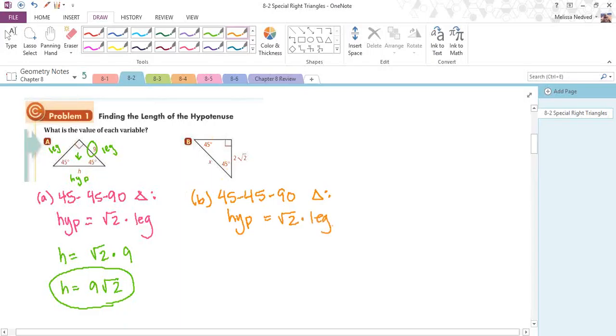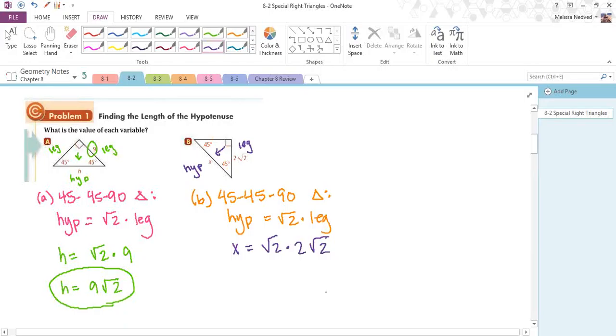I haven't even looked at what I'm given here. I'm just going to always start with writing down those things when I'm looking at a 45-45-90 triangle, because I should be able to then solve with just substitution. Looking at my triangle, again, hypotenuse is always across from the right angle, so my hypotenuse is my variable x, and my legs are the other two sides. So I'm going to substitute hypotenuse for x. Square root of 2 times the length of my leg is 2 root 2.